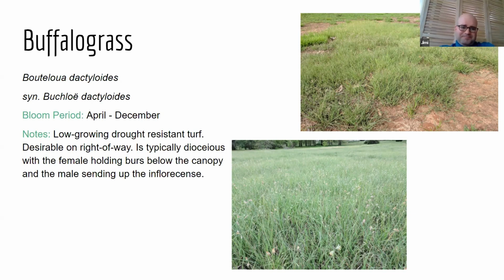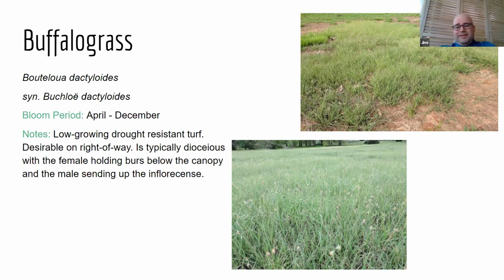So Buffalograss, it's low growing drought resistant turf. It's desirable on the right of way because it really, in a lot of ways, can perform like Bermuda, or if not better than Bermuda in some situations. It's very low growing. Typically on a roadside environment, I wouldn't expect it to get above 5 inches, meaning their mowers wouldn't even be able to mow this grass in most cases, because I think their mower decks are usually about 5 inches high.